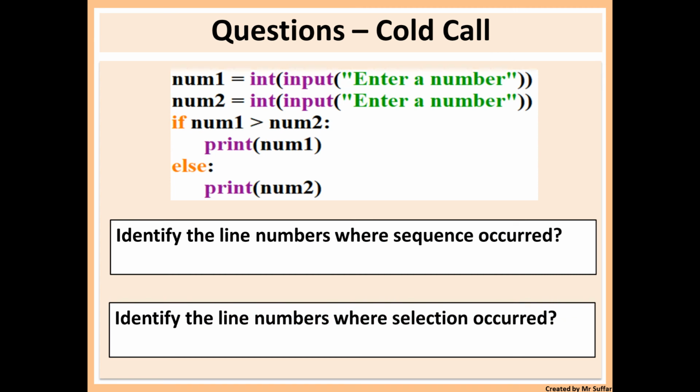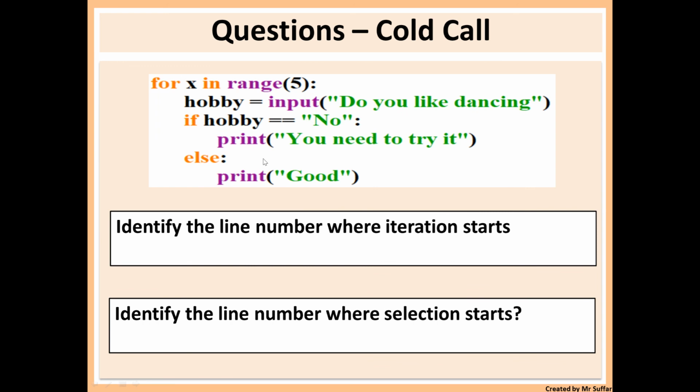Here we have another example. It says identify the line numbers where a sequence occurred. Sequence is in lines 1 and 2 because these are just normal inputs. Then line 3 is where selection starts, so line 3 to line 6, which is the end. All of that is selection because it's an if statement, and you take different paths depending on the algorithm.